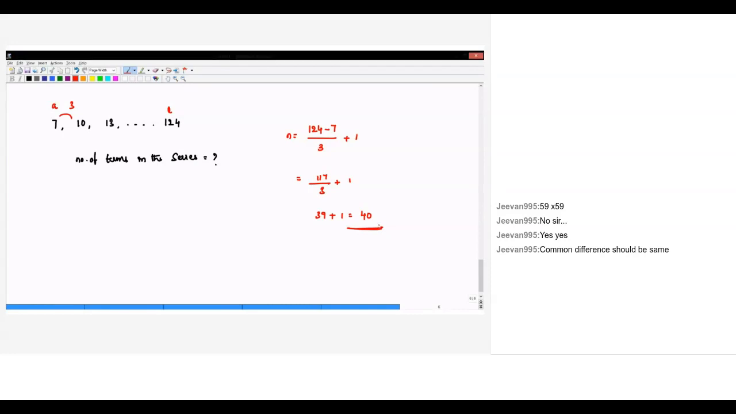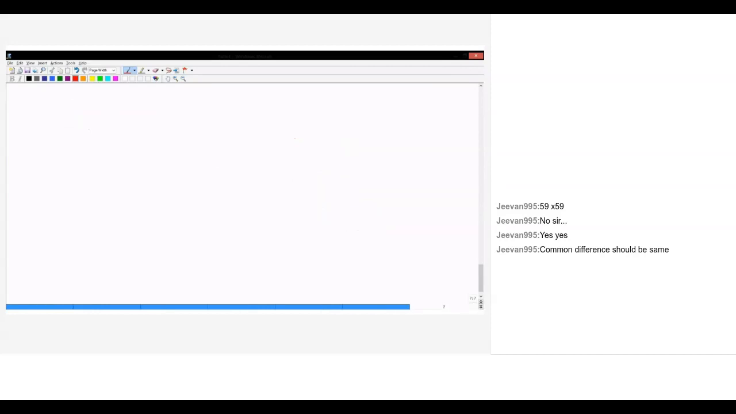A is the first term, L is the last term. How do I find out the sum of the sequence? Sum is Sn, sum of n terms. First term is A, second term is A plus D, and so on. Last term be L. Before the last term, it is L minus D. Okay, what is L here?